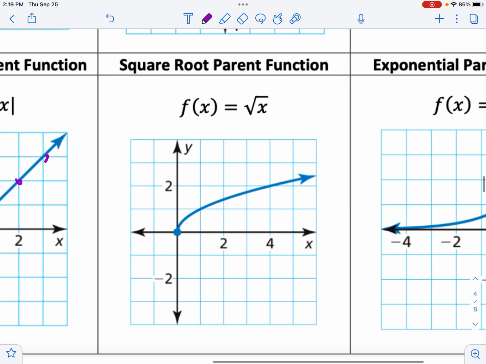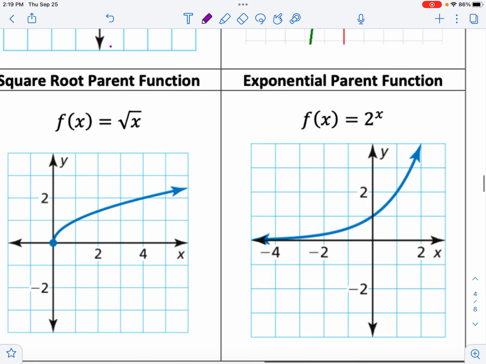The square root parent function, square root of x, this is what that graph looks like. It's again centered at 0, 0. It sort of looks like the top half of a sideways parabola, which is really what it is.